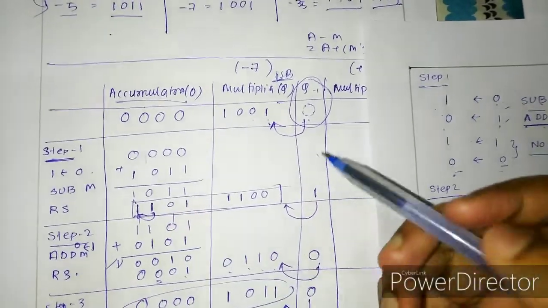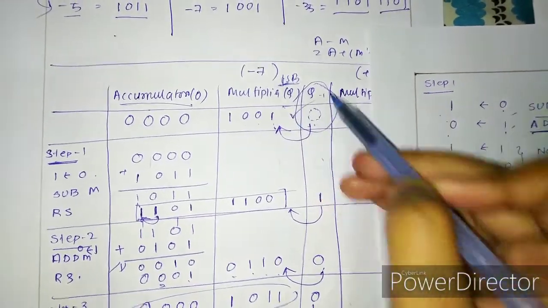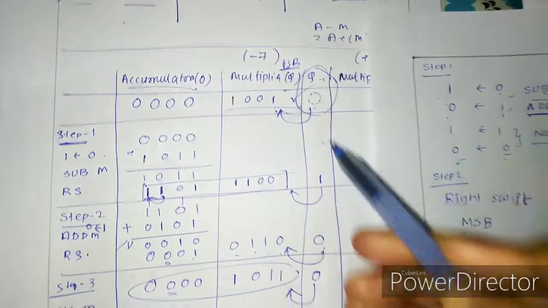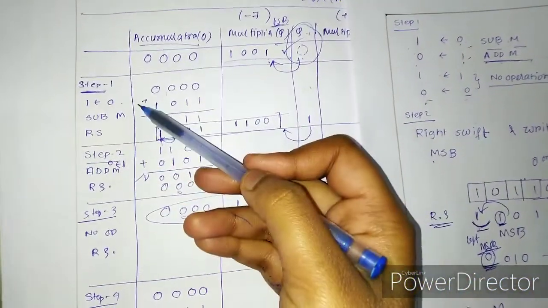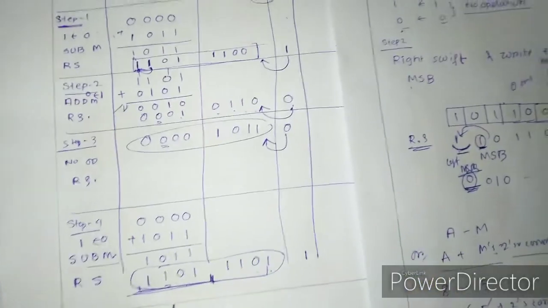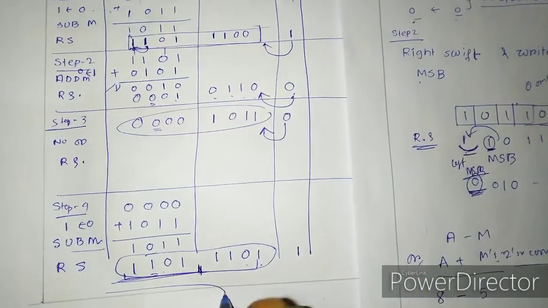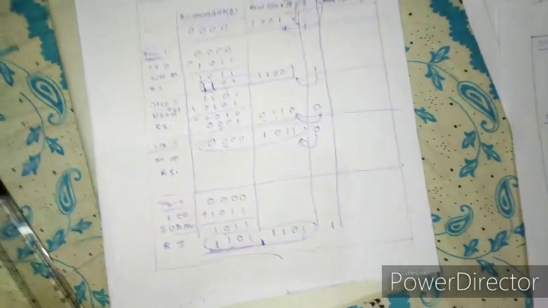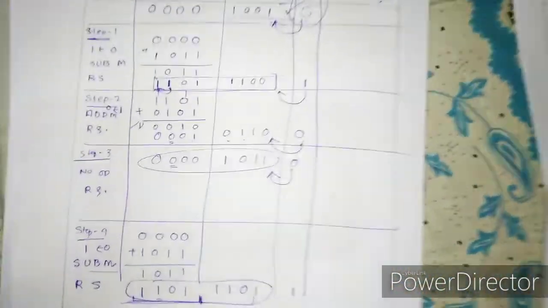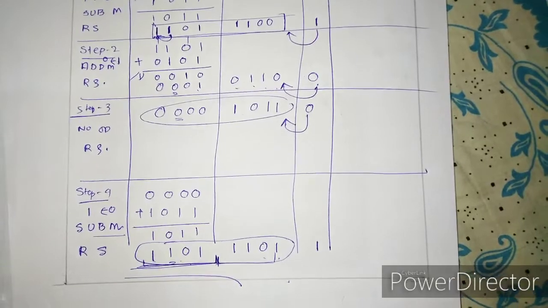Do the steps as many times as there are bits in the multiplier. So there is a 4-bit multiplier, so you have taken 4 steps. In each step just do some operation, then right shift, and at the end you will get your final answer. This is how Booth's algorithm is performed, and please do this very carefully. This is a very important question. It comes in exams all the time.